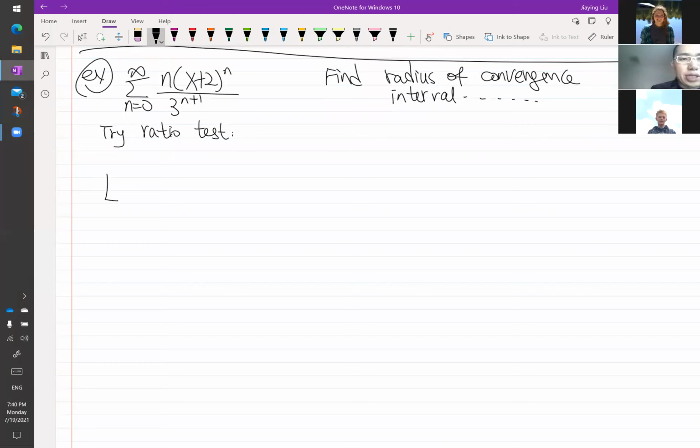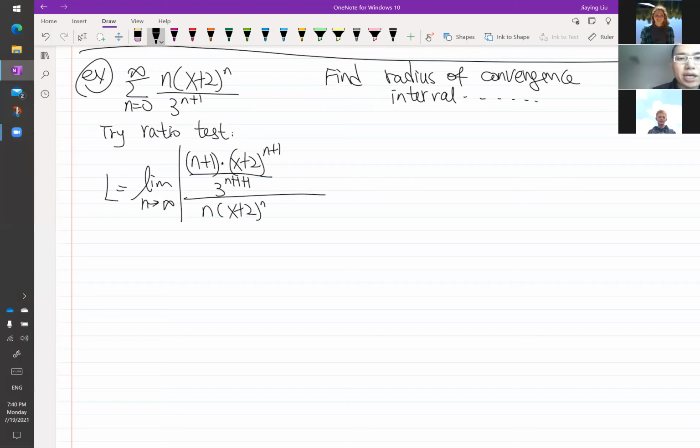So I'm going to say L equals the limit as n goes to infinity of the absolute value of (n plus 1) times (x plus 2) to the power of n plus 1, divided by 3 to the n plus 1 plus 1, divided by n times (x plus 2) to the n, divided by 3 to the n plus 1.